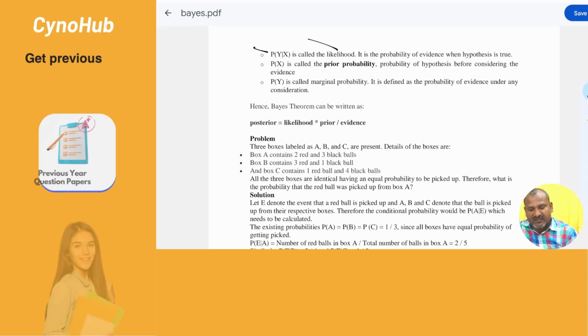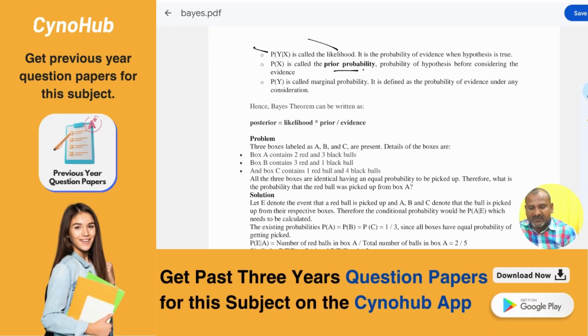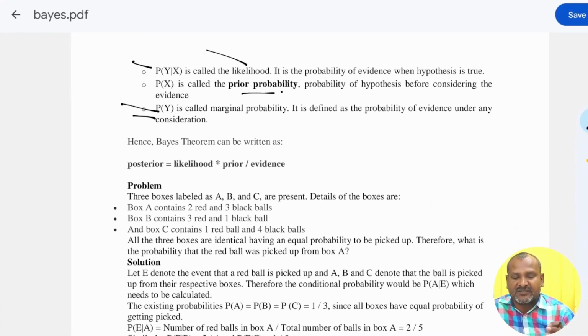Next, P(X) is called the prior probability, the probability of the hypothesis before considering the evidence, and P(Y) is called the marginal probability, defined as the probability of the evidence under any circumstance. So totally four elements we need to consider: P(X), P(Y), P(Y|X) and P(X|Y). Hence, finally, Bayes theorem can be written as posterior equals likelihood into prior by evidence. This is the description of those four elements.